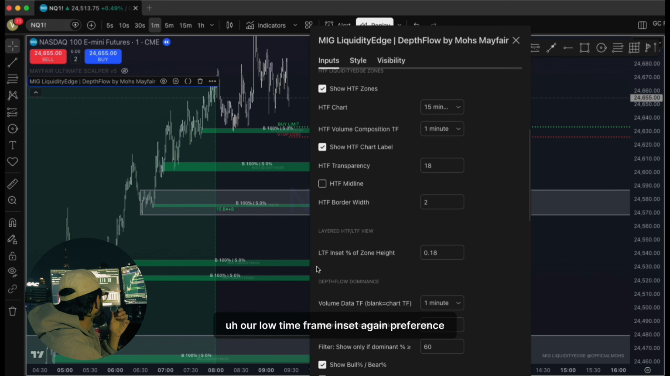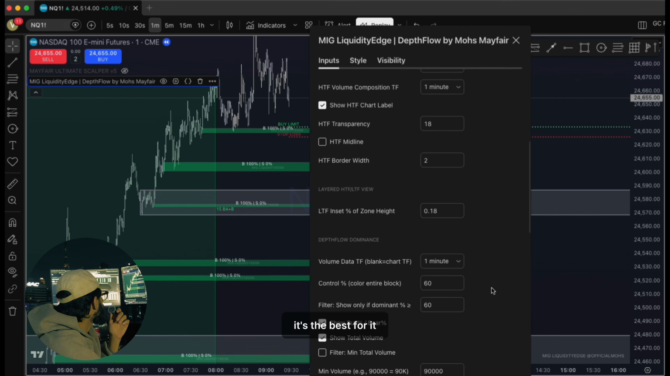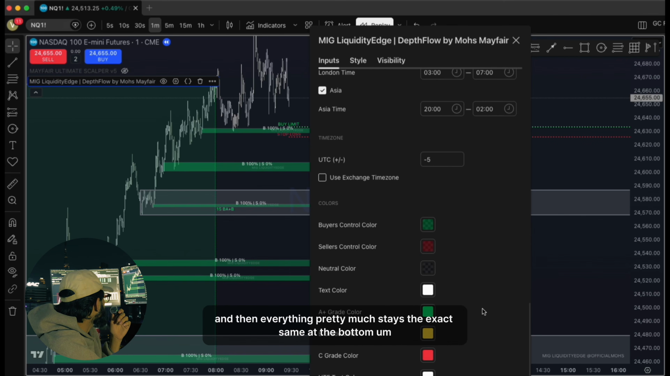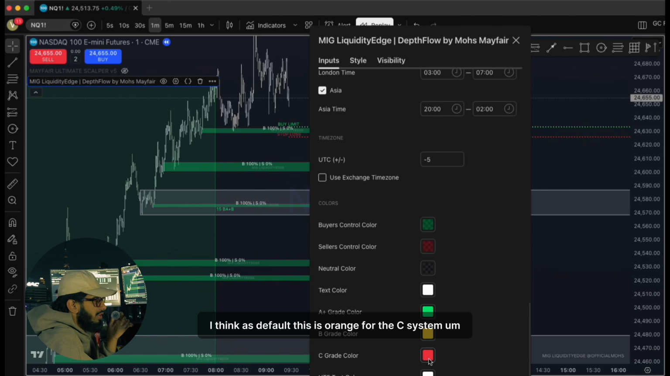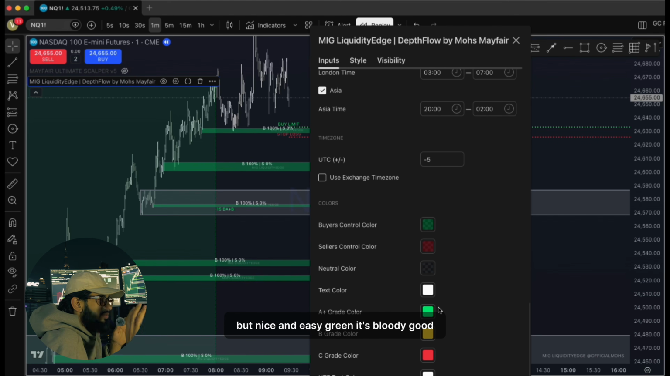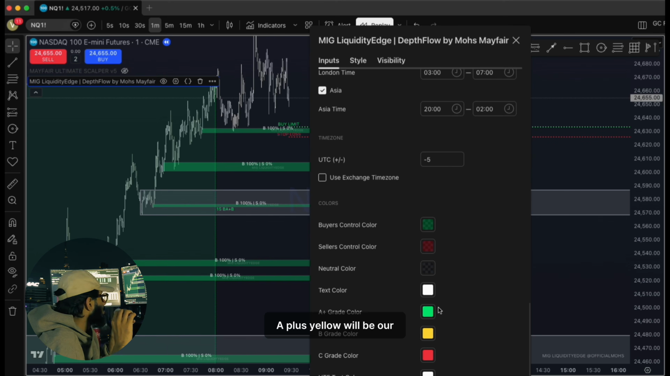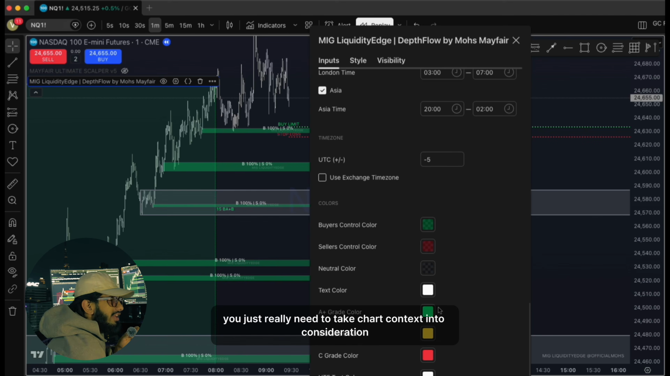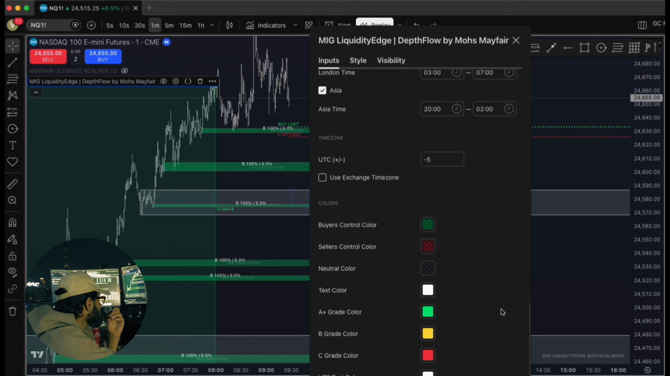And okie doke, our lower time frame inset, again, preference, I keep it at 0.18, it's the best for it. And then everything pretty much stays the exact same. At the bottom, I think as default, this is orange for the C system. I changed that to red, again, preference, but nice and easy. Green is bloody good, A+. Yellow will be our, it's okay, but it's not elite. And C is still valid. You just really need to take chart context into consideration.